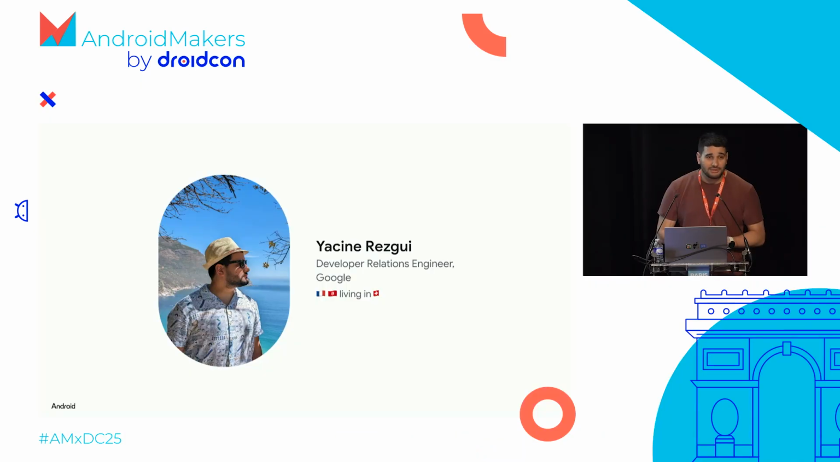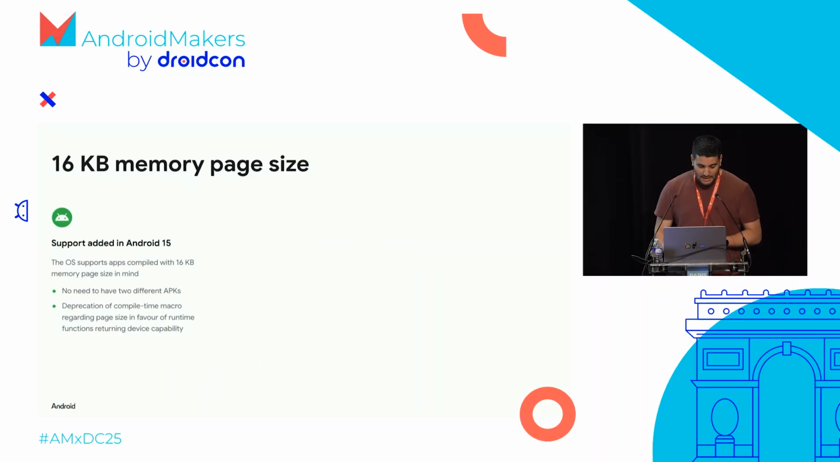My name is Yasin Reski, and today I'll present on how to get ready for 16 KB page size on Android. So 16 KB memory page size, in short, has been added on Android 15, and it allows both the OS as well as supported hardware to support this memory page size.